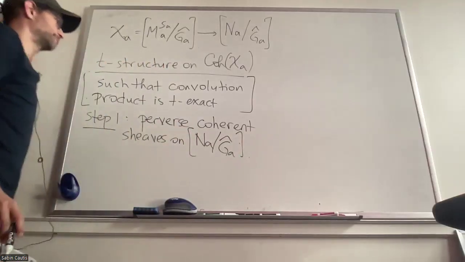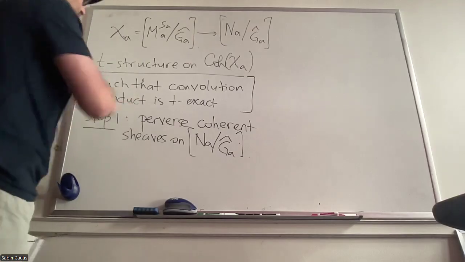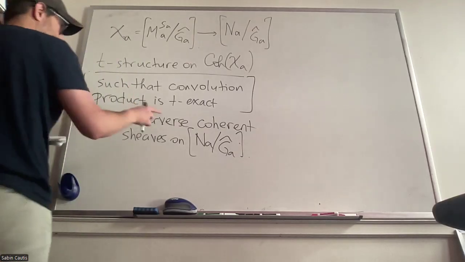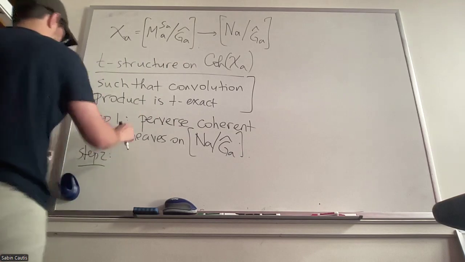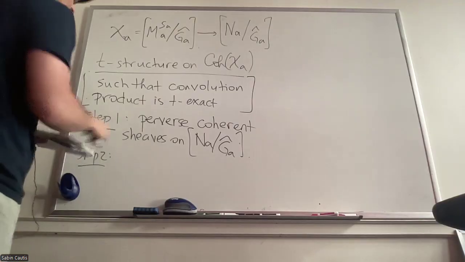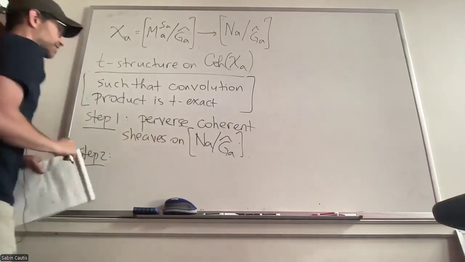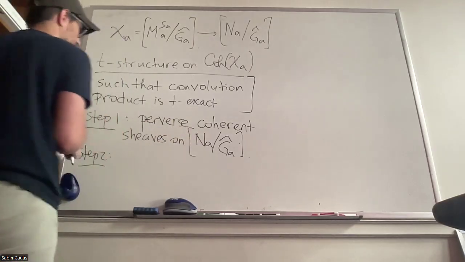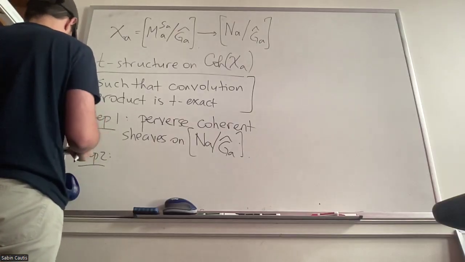Okay. So I'll quickly remind you what these are. I'm just going to go through the steps, and I'll illustrate it a little bit. Step two is to twist this T structure. So this gives you a T structure whose heart is perverse coherent sheaves on here. So I mean start with the perverse coherent T structure. The second step is to twist.